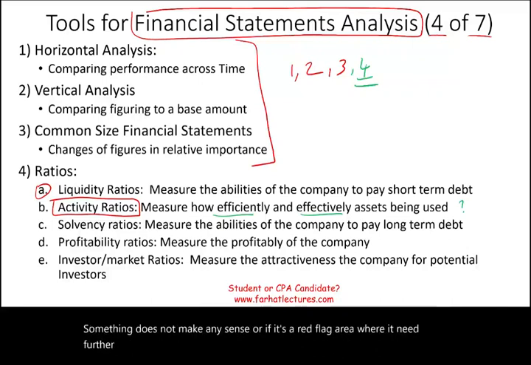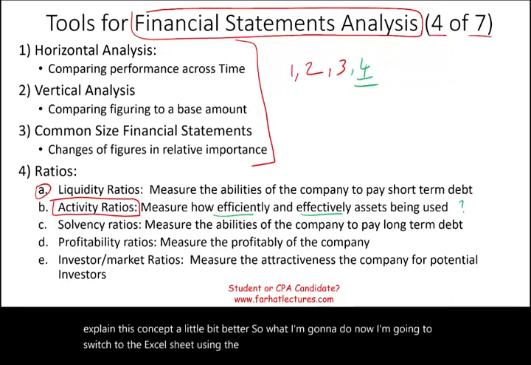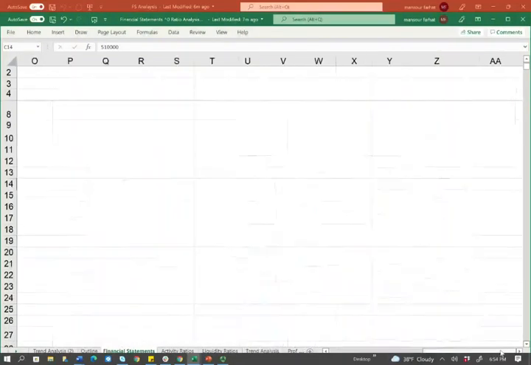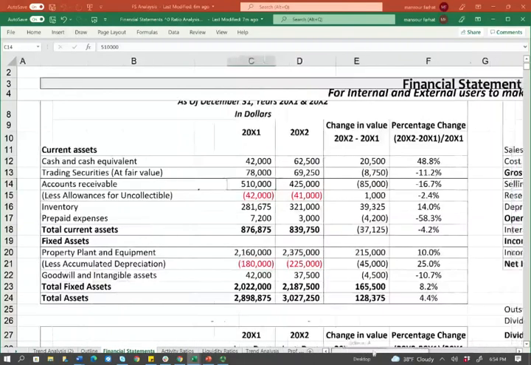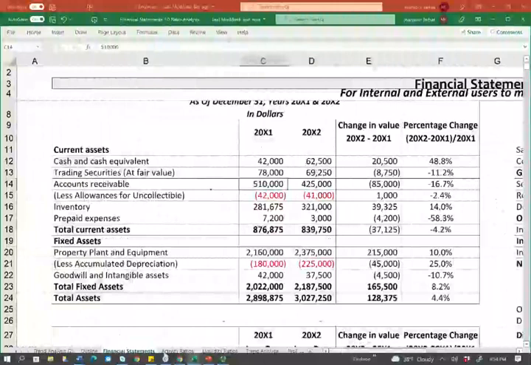And we will look at it when we look at actual numbers. We will explain this concept a little bit better. So what I'm going to do now is switch to the Excel sheet, using the same figures that we used for the prior session, illustrating activity ratios. This is the balance sheet we're going to be working with, as well as the income statement, and those financial statements can be downloaded from farhatlectures.com, from my website.